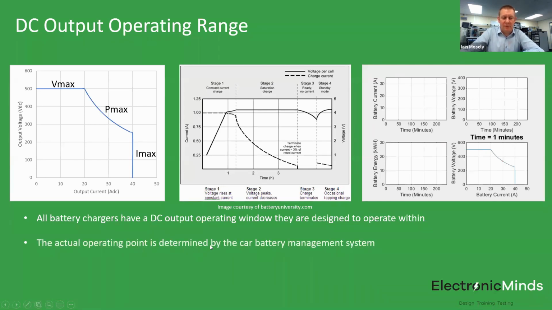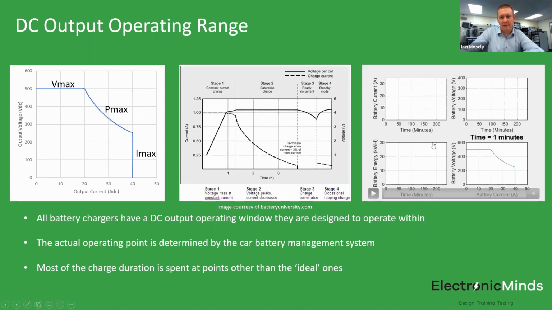The actual operating point, as I said, is determined by that battery management system. And most of the charge duration is spent at points other than these ideal ones where the maximum efficiency occurs. So the important thing is to understand not just how your converter is performing at these peak points, but also what happens during a normal charging trajectory of a real battery.